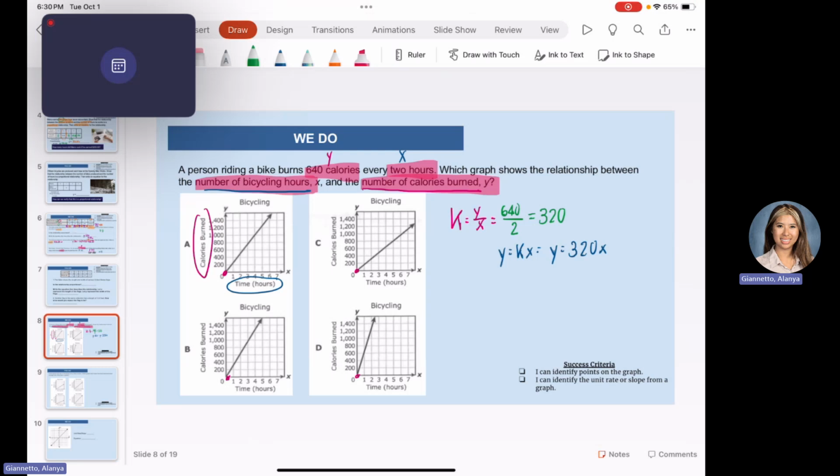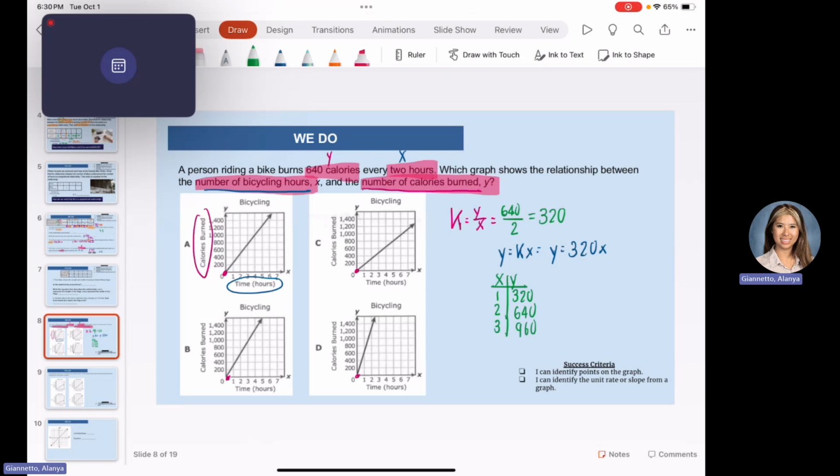So from here, to figure out the correct graph, I'm actually going to make a table. So we're going to go back to making a table. And you can see that all of the graphs have the numbers 1, 2, and 3. So I'm going to choose numbers that all of the graphs have, right? So I'm going to multiply because we have our x values. We're trying to solve for our y. 320 times 1 is 320. 320 times 2 is 640. 320 times 3 is 960. Okay, so we're going to look for which graph has these numbers.